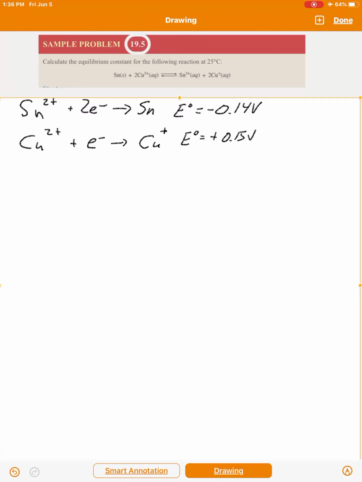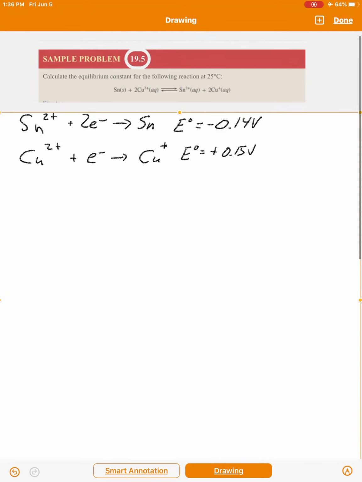Sample problem 19.5. Calculate the equilibrium constant for the following reaction at 25 degrees C. In this example, the reaction is Sn + 2 Cu²⁺ becoming Sn²⁺ + 2 Cu⁺. I've written down here the two half reactions from table 19.1, which show the equations that we need to be able to calculate this.